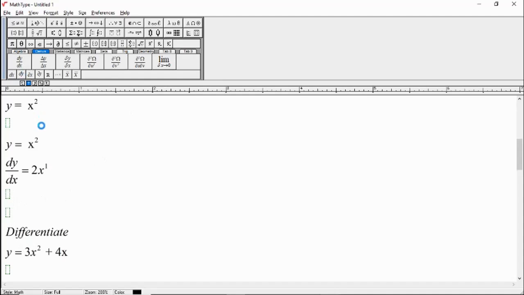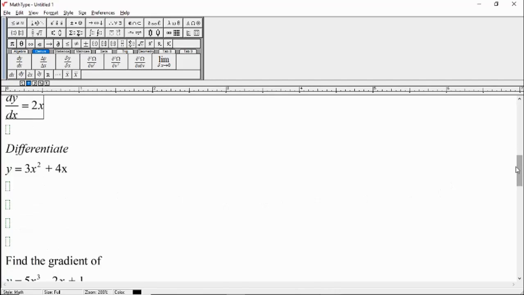But you don't leave it like that. You just write dy by dx is equal to 2x. You don't write dy by dx is equal to 2x to the power of 1. You just leave it on its own. You'd write dy by dx is equal to 2x. And there you've differentiated your first question. Let's move on to the next question.